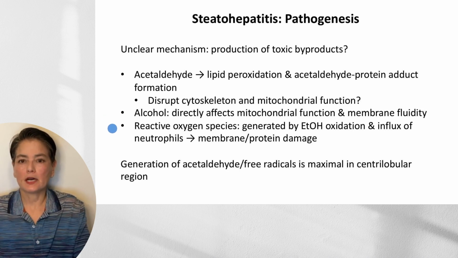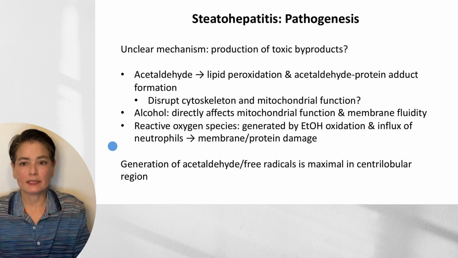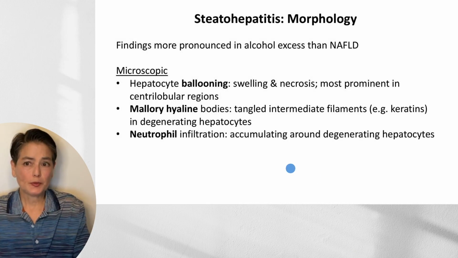And then we're going to get abundant reactive oxygen species in our central lobular area. This is going to be caused through alcohol oxidation, as well as a product of these neutrophils that are coming into the liver. Recall that one of the roles of neutrophils is to generate reactive oxygen species. With these abundant reactive oxygen species, we can get membrane and protein damage. And as I mentioned before, the generation of acetaldehyde and free radicals is maximal in the central lobular region, which is why that area tends to be affected. So what do we see?